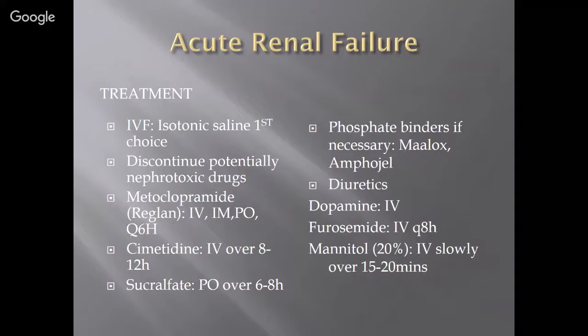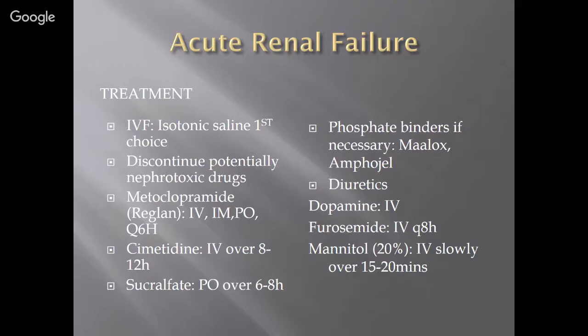Cimetidine is an antihistamine that we give to decrease the pH levels of the gastrointestinal system because they tend to have ulcerations. Sucralfate is something that helps to coat the GI system. And again, if we're having anorexia or vomiting, we want to do that to help them eat again.